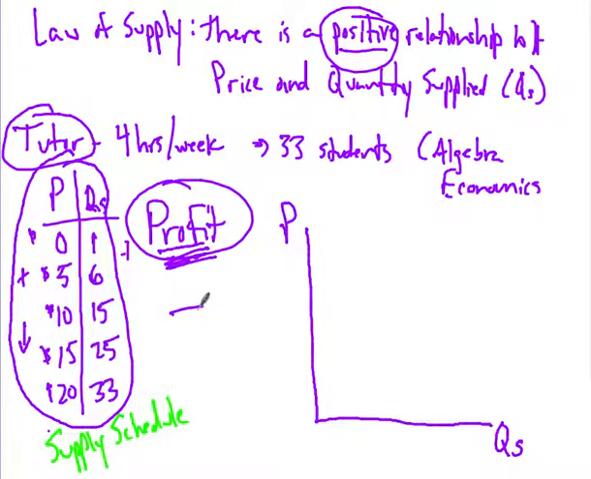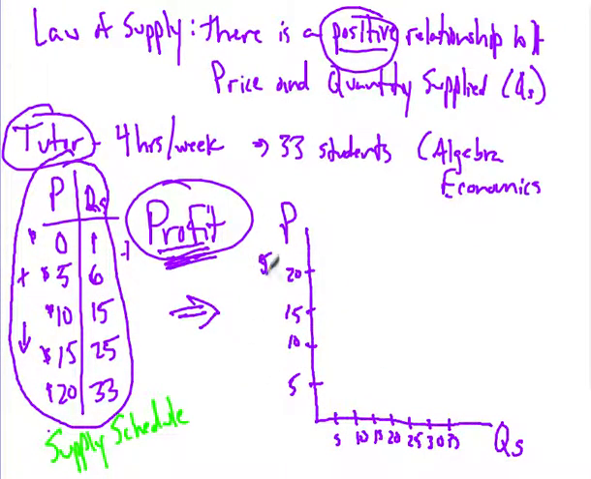Well, remember, it's going to give us the information to graph all this out. So let's graph this out. We've got 5, 10, 15, 20, 25, 30, 35. Then over here, we'll say 5, 10, 15, and 20. And what we're going to do, like we do with the demand curve, is just plot the points. And this is in dollars.